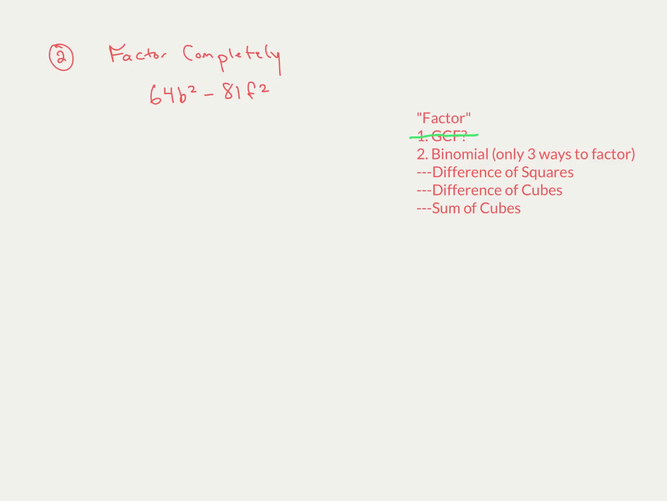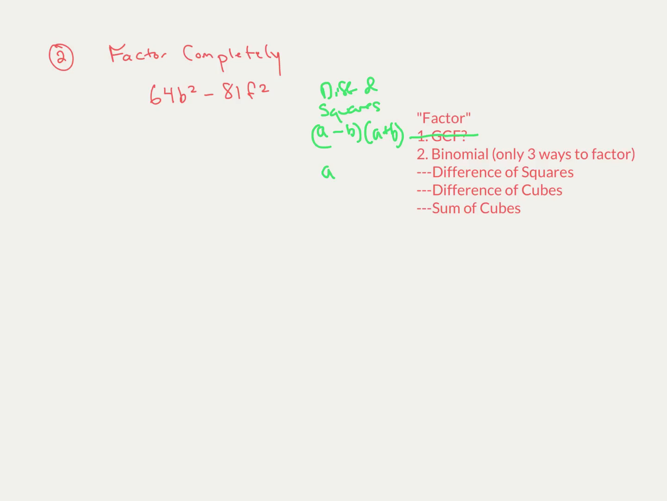64 is a cube and it's also a square. But the b squared part of it, that's only a square. 81 and f squared, also only squares. So this is going to be difference of squares. So difference of squares, just a reminder, a minus b, a plus b is the formula for that.